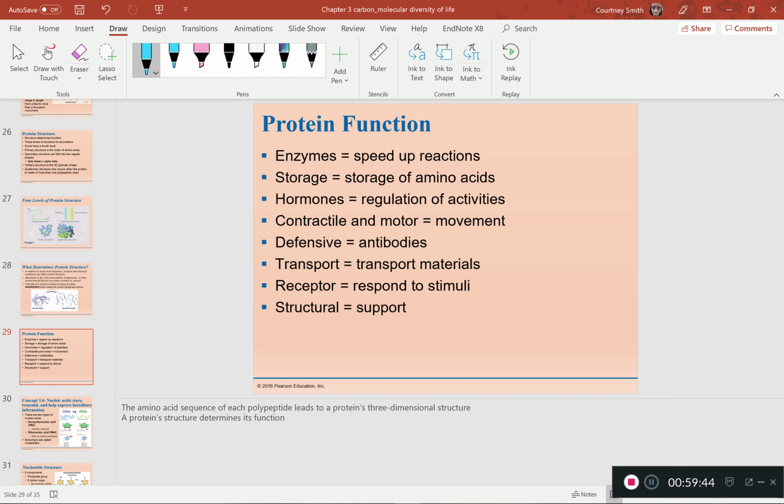Like I said, with muscle movement, we have actin and then we have myosin. These are the two proteins that play a big role in muscle movement, as well as defenses, so they help make antibodies, and then also with transport. They are found throughout our membrane. Whenever we get into cellular membranes, I'll go more into detail about those proteins, but they do help with transporting things in and out of the cell.